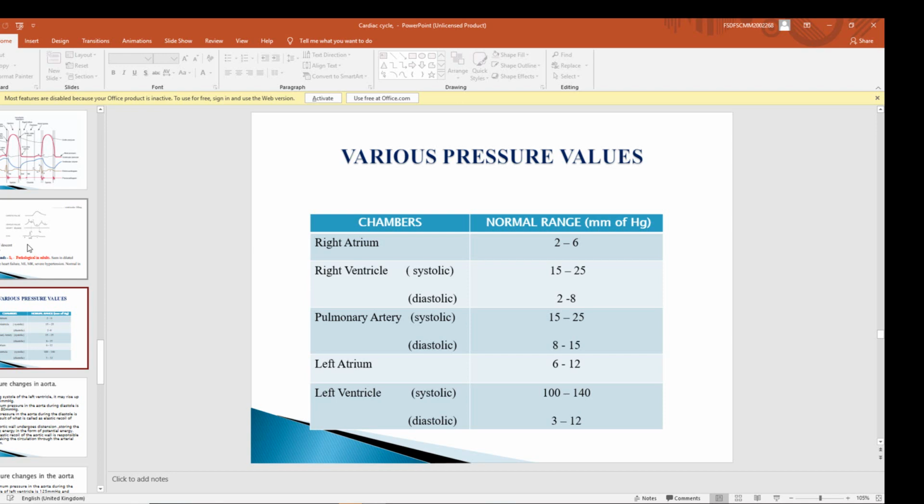Why am I telling you? Because these values are quite important for you to learn, and you are asked what their value is during the course of diastole or systole. So if you don't know the exact value, how can you draw it?